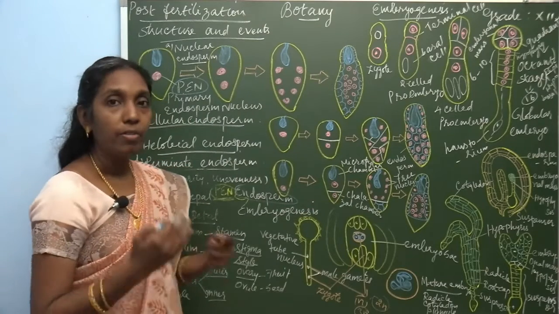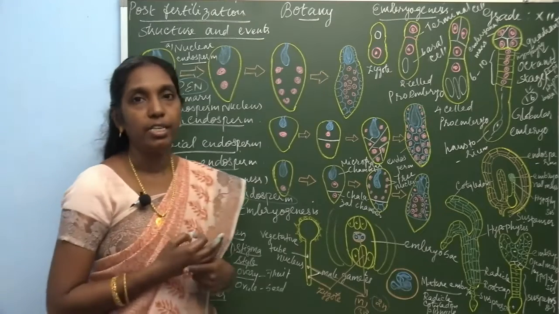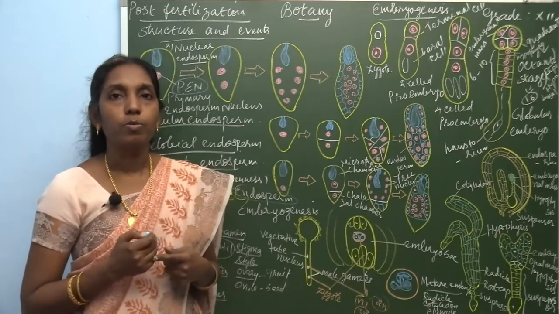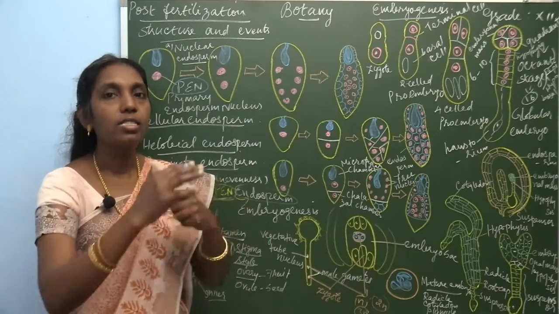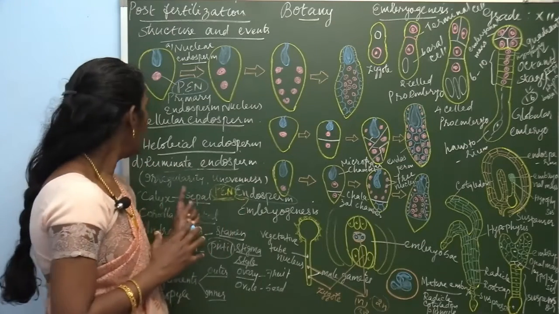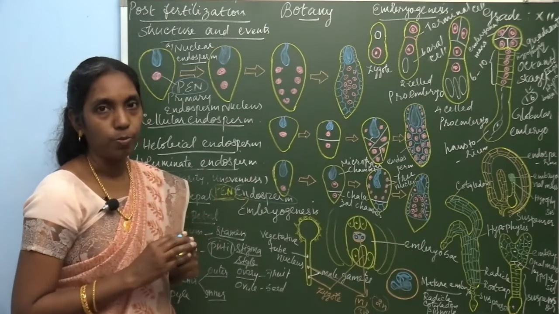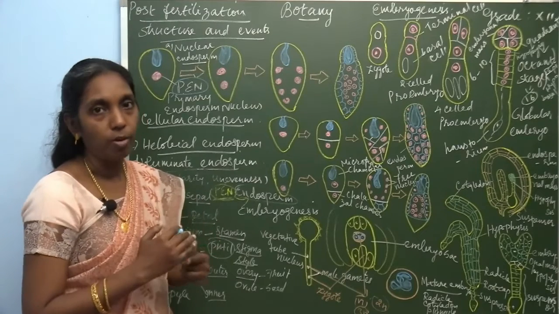Apart from this, there is a type of endosperm called ruminate endosperm. In ruminate endosperm, there is irregularity or unevenness in the surface of the endosperm. That type of endosperm is called ruminate endosperm. So at first there is endosperm formation.